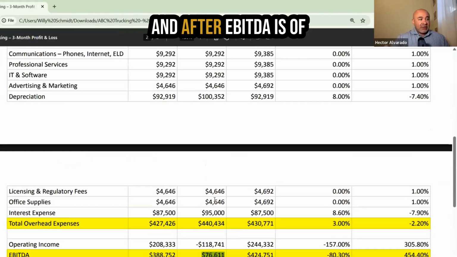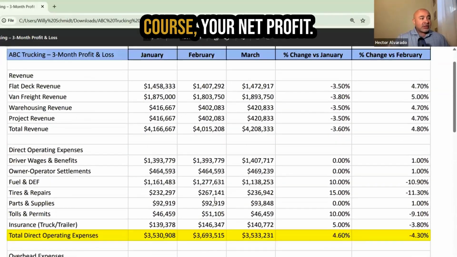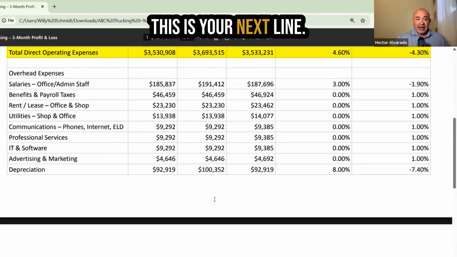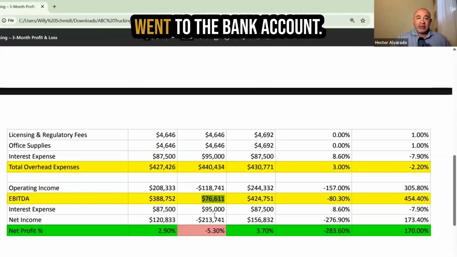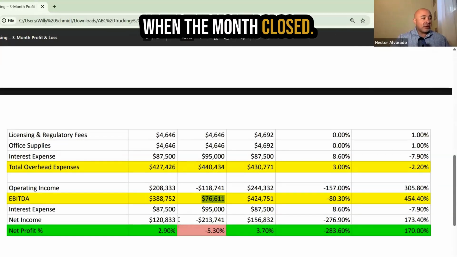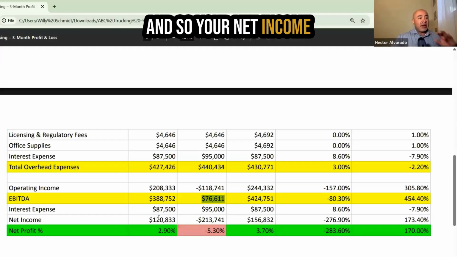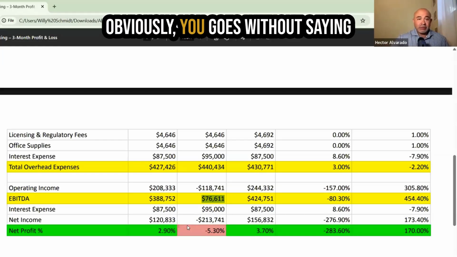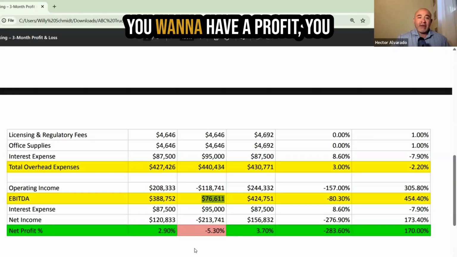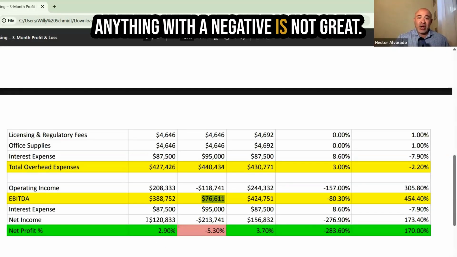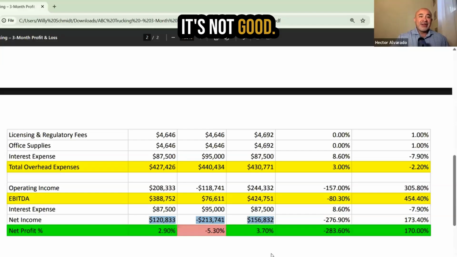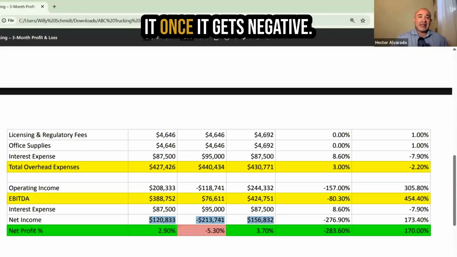And after EBITDA is, of course, your net profit. This is your next line. This is your very last line. This is how much money actually went to the bank account when the month closed. And so your net income is really important. Obviously, it goes without saying, you want to have a profit, you want to have a positive number. Anything with a negative is not great. It's not good. You need to start actioning it once it gets negative.